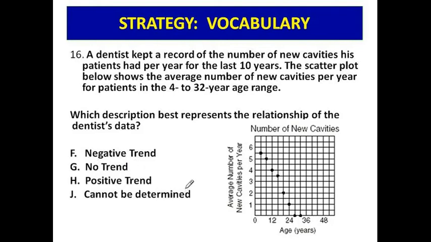You need to remember what each one of those means. Negative trend means that we're decreasing from left to right. No trend means the data is all scattered out. There was really no pattern, something like that. Positive trend means that it's increasing from left to right. And if you look at this one, there is a definite decrease from left to right. So we've got a negative trend here.